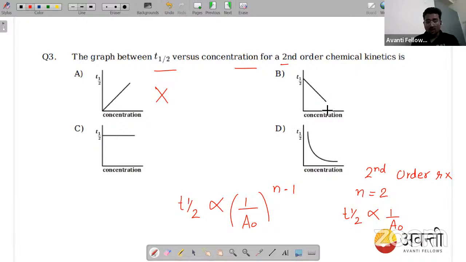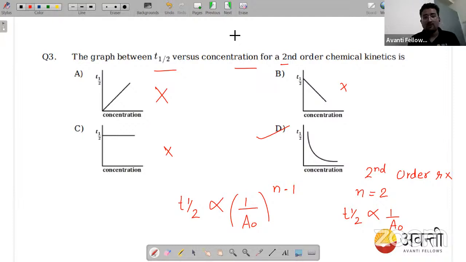Now coming to option B. You can see here, this is not representing T half is inversely proportional to A naught. So this is also incorrect. Now coming to option C, here T half is already constant. So we all know that this is also not correct. Now coming to option D, here you can clearly see that T half and concentration are inversely proportional. So our answer will be option D, because it represents that the half-life of a second order reaction is inversely proportional to initial concentration. That means option D is the correct option.